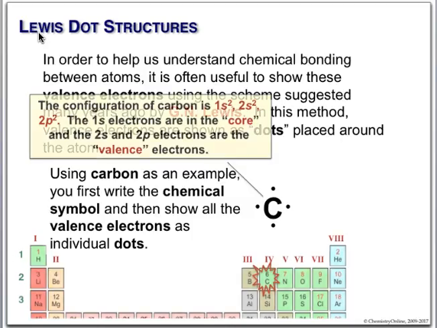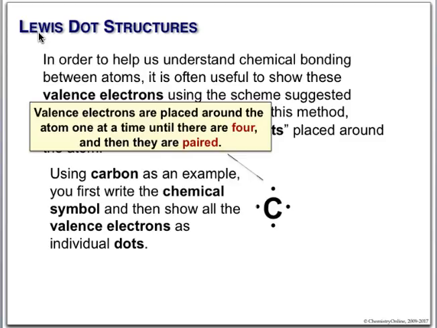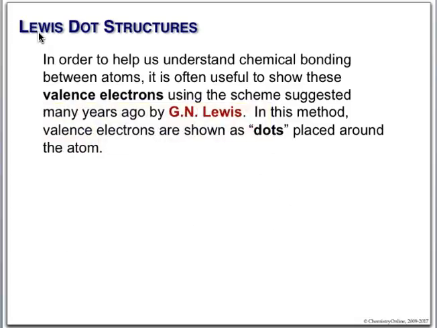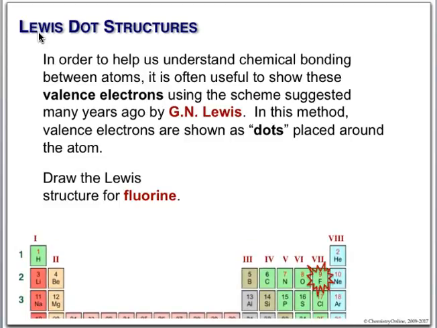Let's do another one. After we get 4, we start to pair them. So if we did fluorine, fluorine is over here, second period still. So we're going to have the first level is full, we ignore that. And we have in our second level 1, 2, 3, 4, 5, 6, 7 total electrons.